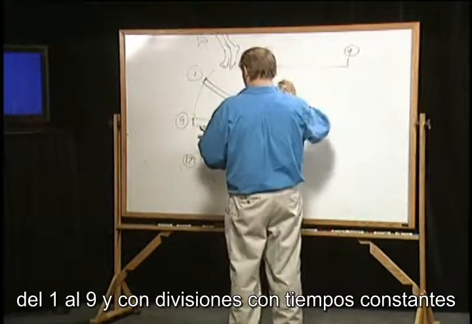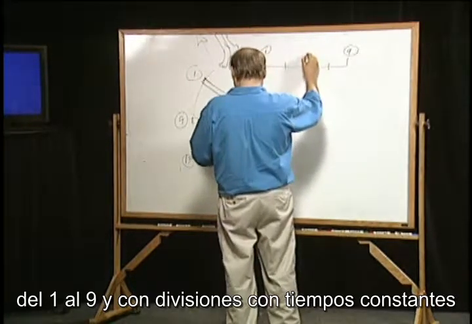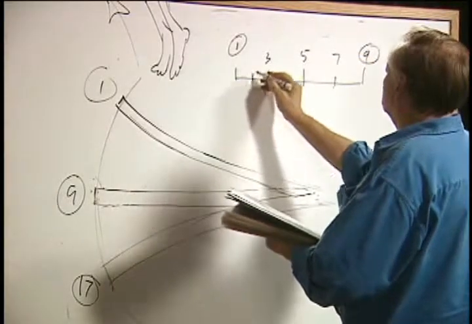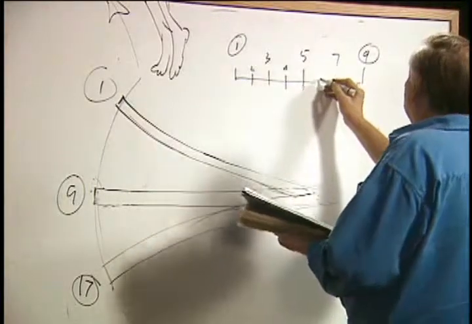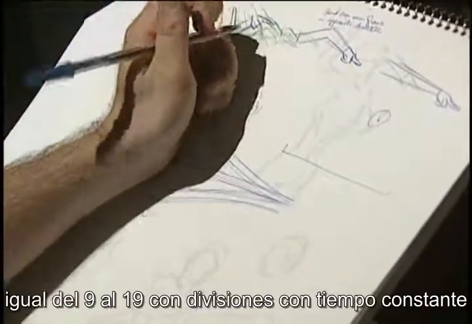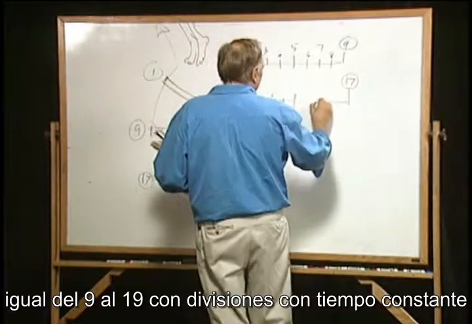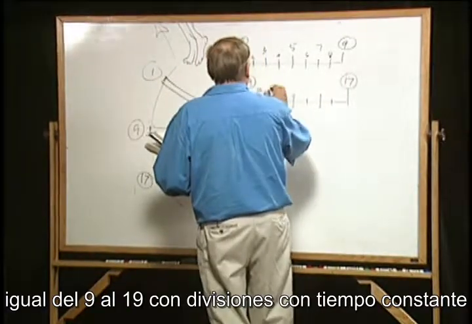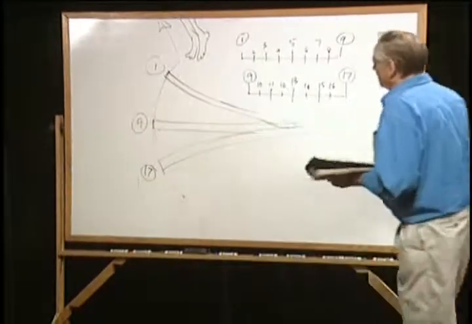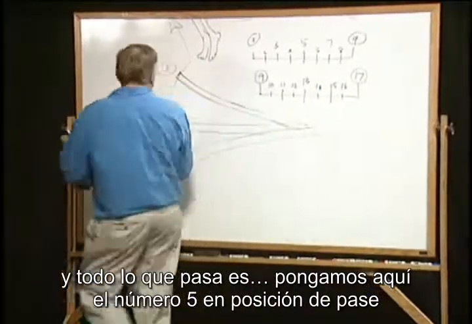1 to 9 are just even divisions. 1, 5, 3, 7, 2, 4, 6. And then 9 to 17, same spacing, just even. 10, 11, 12, 13, 15, 16, 17. And all that happens is you just put them in.